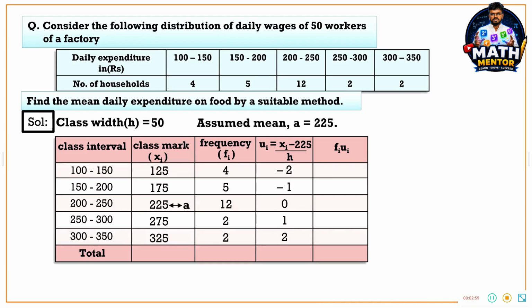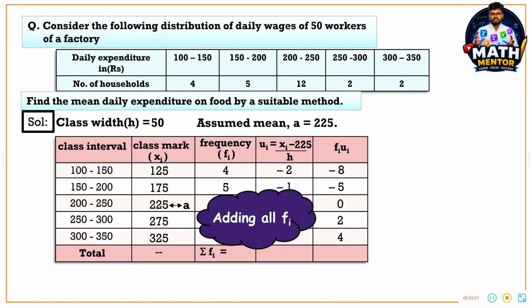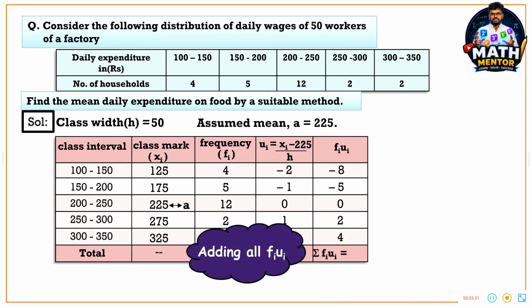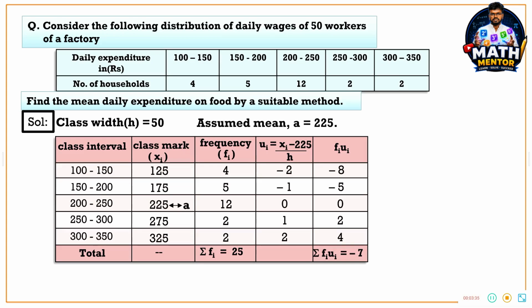Now we will multiply fi and ui: 4 minus 2's are minus 8, 5 minus 1's are minus 5, 12 zeros are 0, 2 ones are 2, 2 twos are 4. So these are the fi ui values. We'll add up all fi's: sigma fi is 25. Next we'll add fi ui. If we add all those, we get minus 7. Now by the step deviation method, our mean is equal to a plus sigma fi ui by sigma fi into h. We'll substitute all the values here.